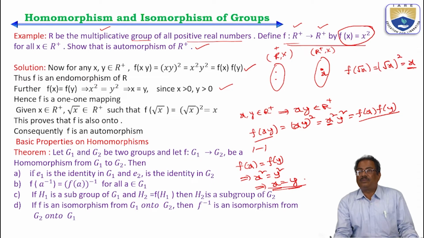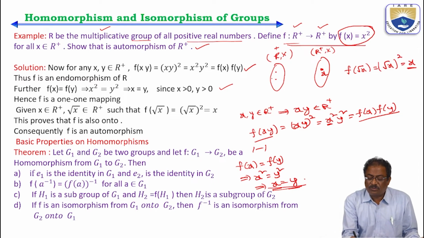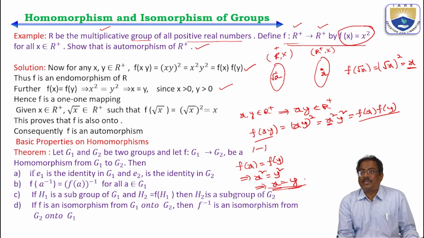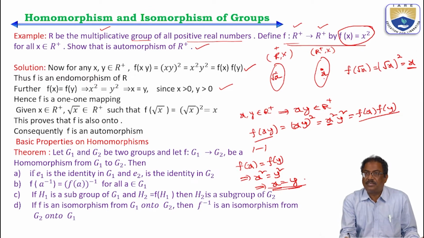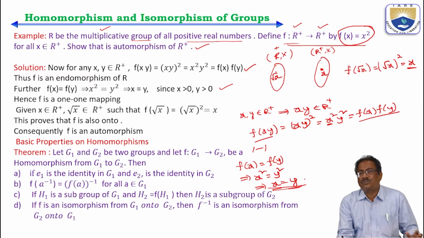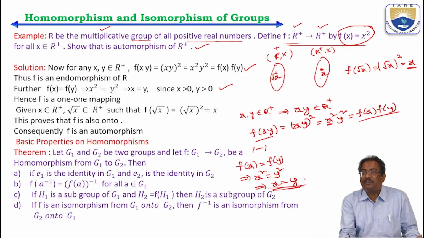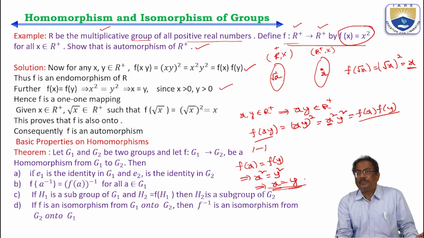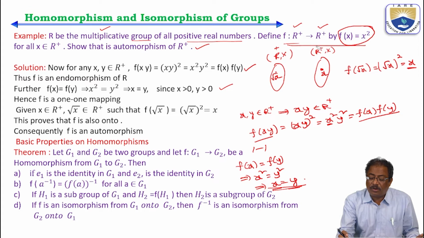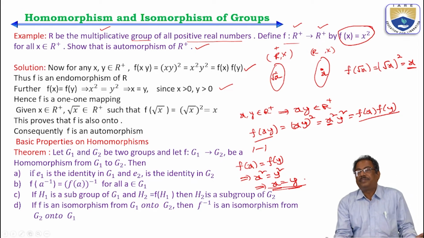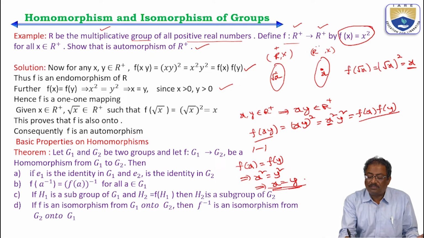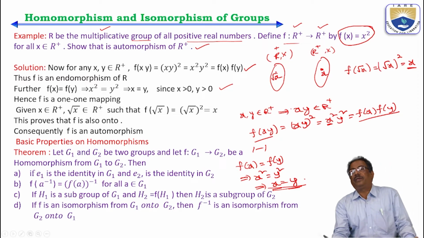So it is equal to x. So its pre-image is root x, because x is a positive integer, so root x is also a positive real number. Suppose it is defined as R negative, if I am taking R negative alone instead of R plus, then definitely it is not onto, because there is no pre-image for negative real numbers.